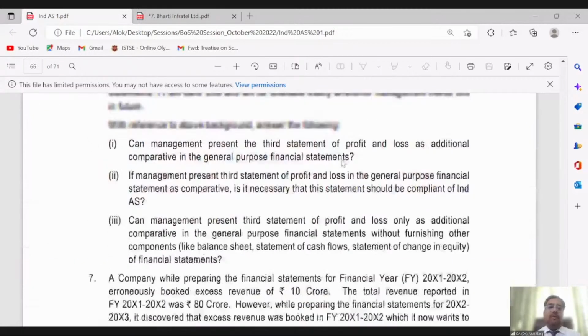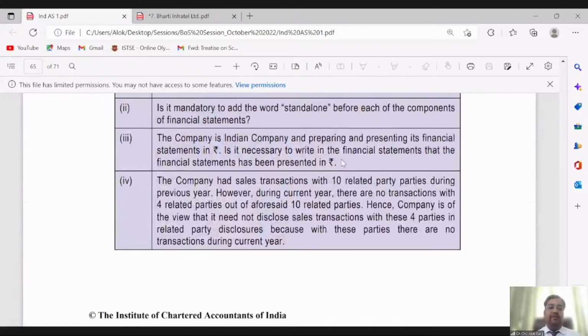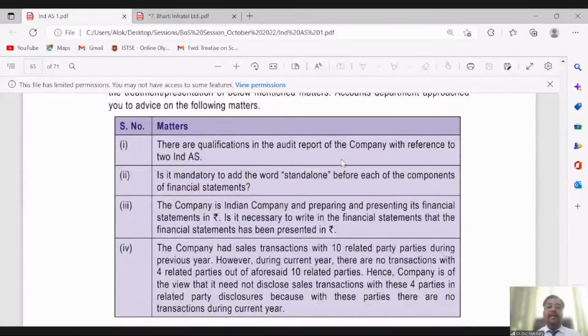Okay. Let's come to the next part of question number 5. Is it mandatory to add the word standalone before each of the components of the financial statement? You remember, while discussing structure and content, I have discussed that you have to provide whether it is an individual financial statement or a consolidated financial statement, you are required to disclose. Yes, it is mandatory to disclose the word standalone, if it is a standalone financial statement.